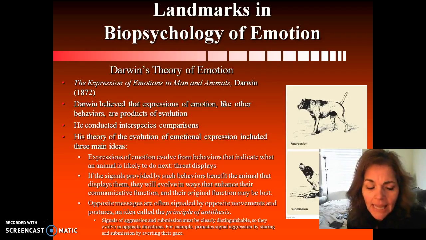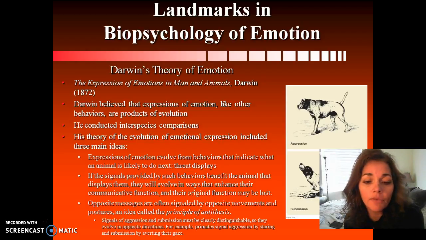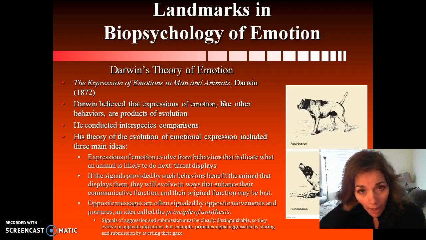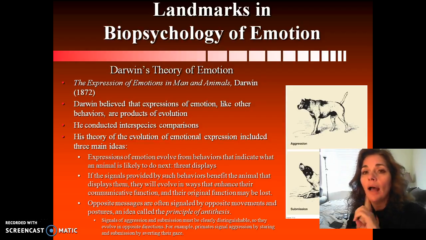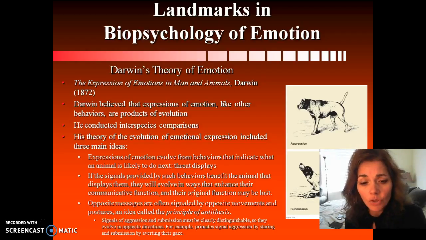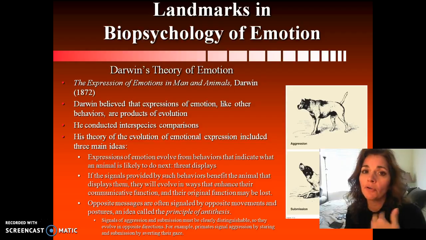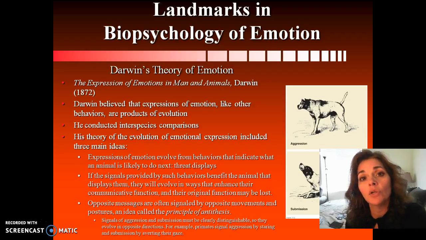And then the second concept: if those signals for behaviors benefit the animal that is displaying those behaviors, then those behaviors are going to evolve in a way that will enhance that communication pattern. In other words, if displaying that threatening posture is going to turn animals away, or there won't be as much conflict, it's going to contribute to their survival. And so from an evolutionary standpoint, those behaviors are going to continue to evolve in such a way as to allow that animal to communicate that sense of threat.